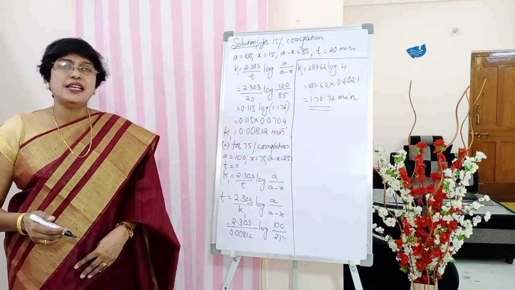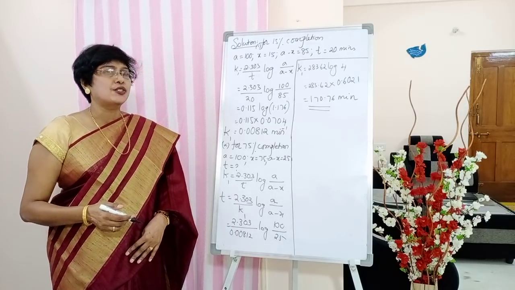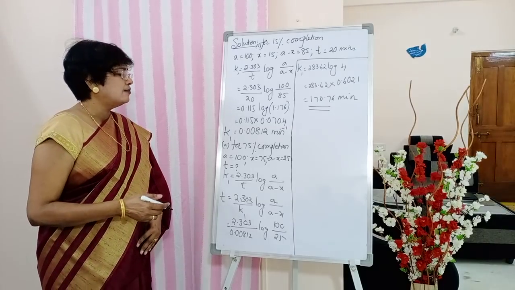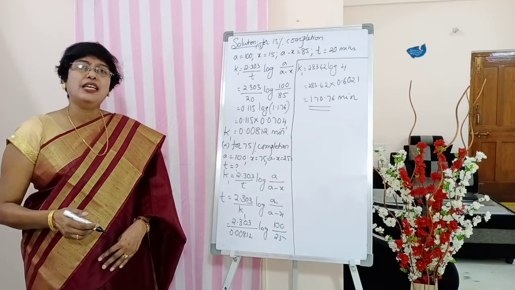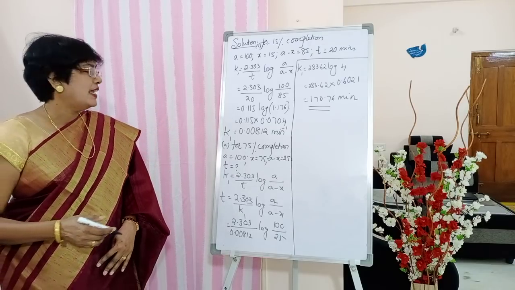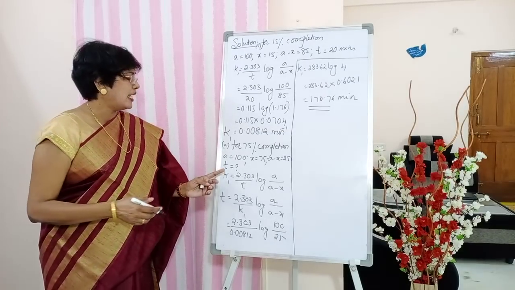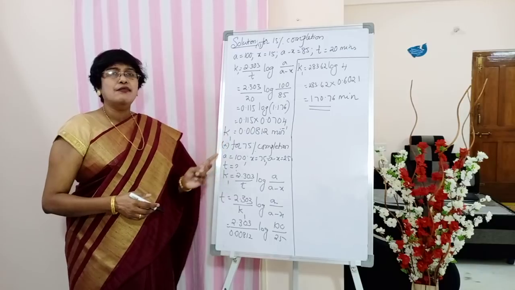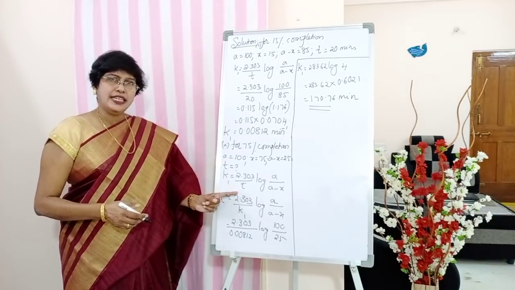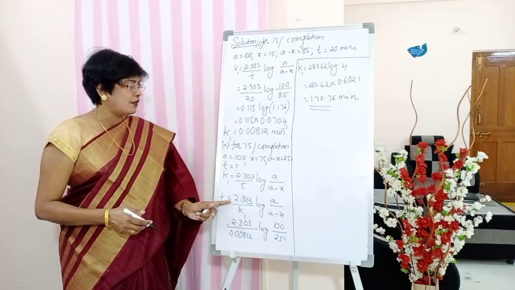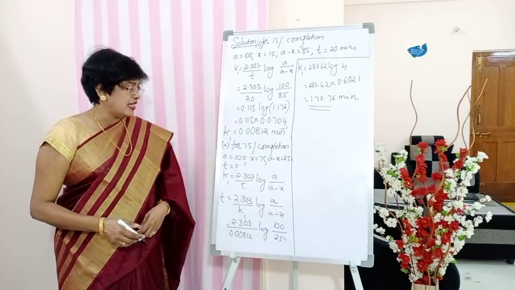Next, part 2. The time taken for 75% completion is asked in our problem. So for 75% completion, x can be taken as 75, a as 100, a minus x is 25, and time taken is the question mark. We will use this K1 value with the same formula. What is to be calculated? t is to be calculated. So t is equal to 2.303 by K1 log a by a minus x.